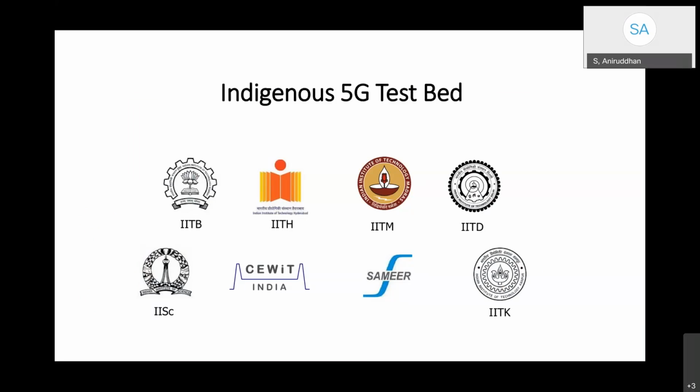As you can see, IIT Bombay, IIT Hyderabad, IIT Madras, IIT Delhi, IIT Kanpur, and the Indian Institute of Science are the major academic institutions involved in the 5G testbed. Apart from that, the Ministry of Electronics is represented through SAMIR, which concentrates on antenna and electromagnetics. And the Center for Excellence in Wireless Technology, or CEWiT, is an R&D organization associated with IIT Madras.